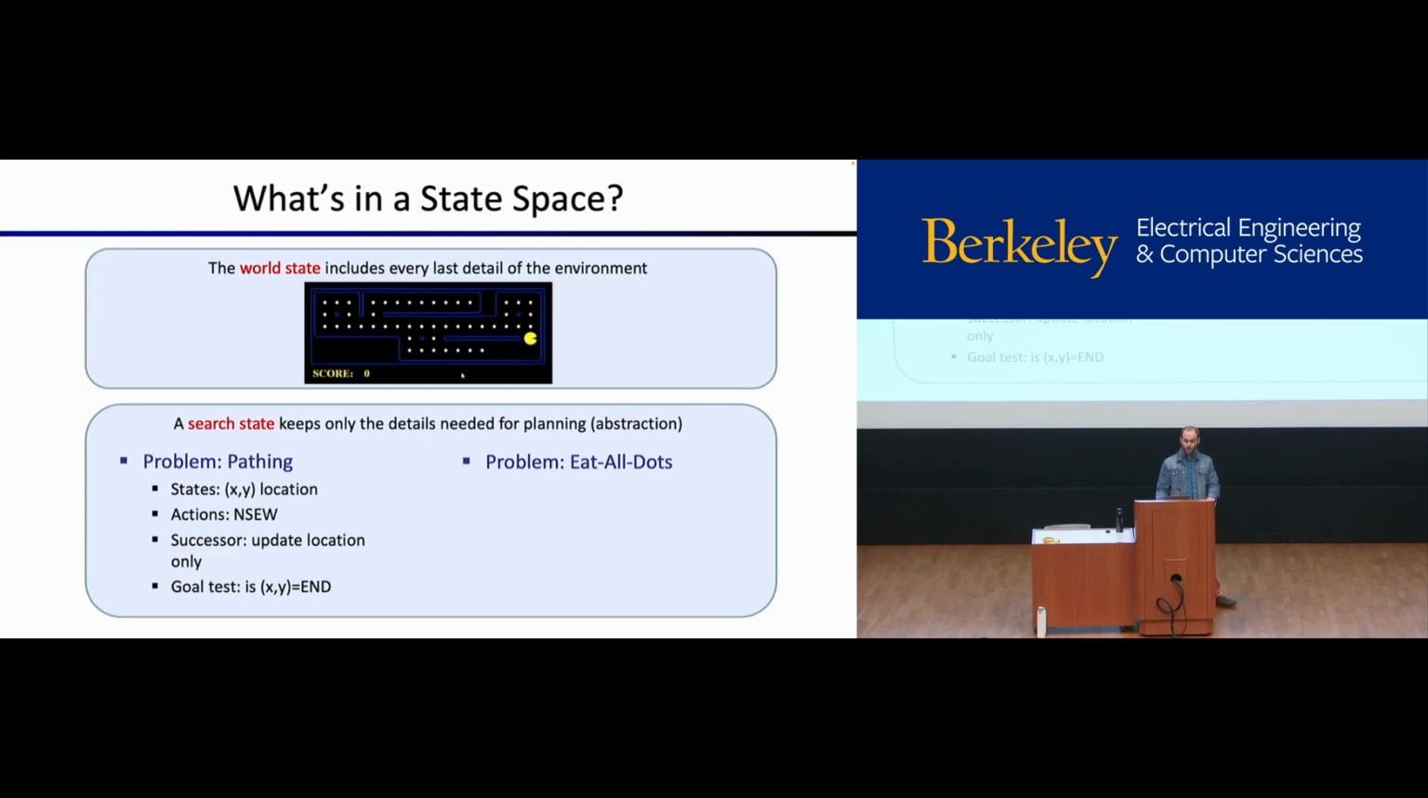For the eat all the dots problem, you need to keep track of some more things. You need to keep track of where you are, and you need to keep track of where the dots are. So this dot Boolean means, is there a dot there? It's going to be a long string of ones and zeros, depending on whether there's a dot in that location.